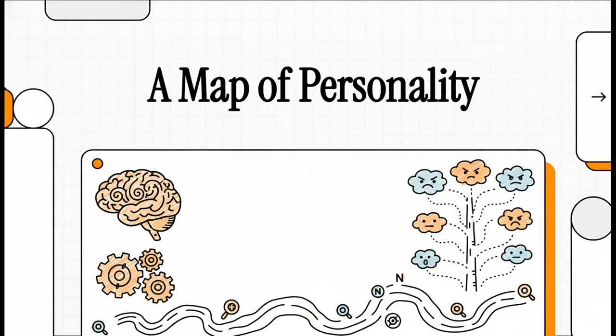Let's talk about something incredibly complex, maybe one of the most complex things there is, human personality. We're going to create a kind of map to help navigate it, specifically looking at how clinicians make sense of the patterns that define personality disorders. Our goal? To turn a really complex subject into a clear, understandable guide.